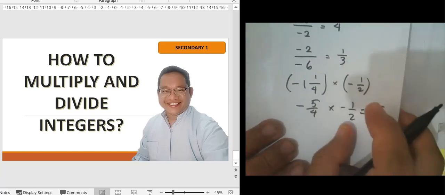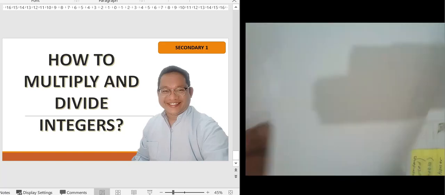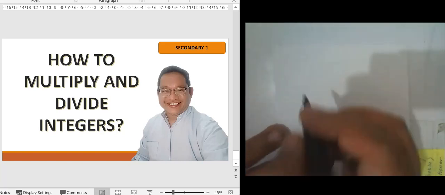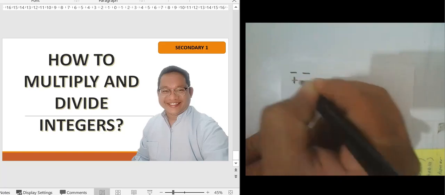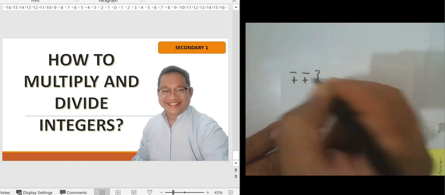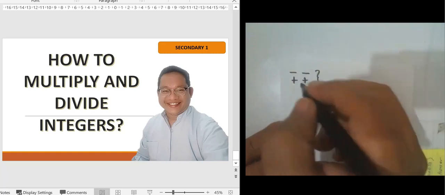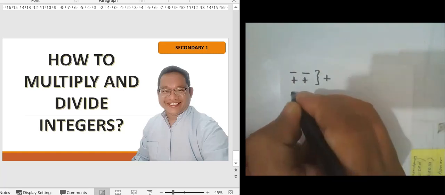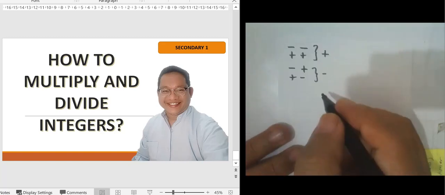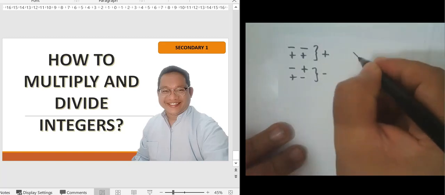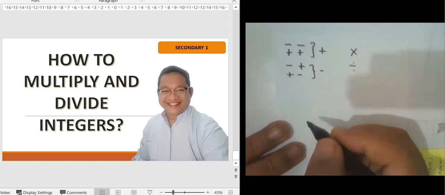So in here, this is actually very simple. The most important thing is that if you have two of the same sign, that's actually positive. If you have different signs, that's actually negative. That is true for multiplication and also division.